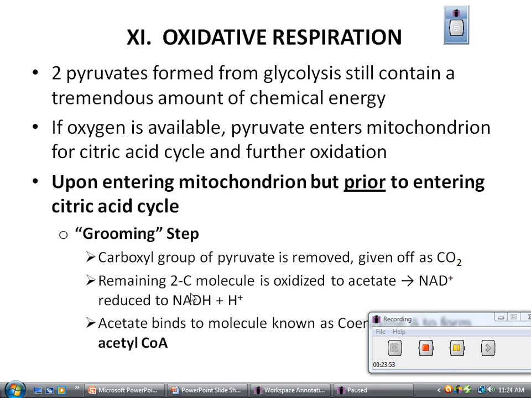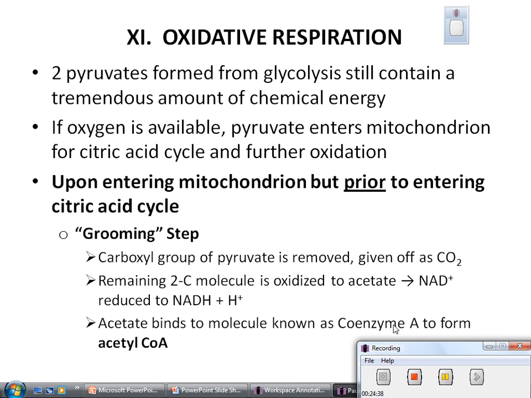So we're going to reduce NAD+ to NADH plus some hydrogen. That remaining acetate is going to bind quickly to a molecule known as coenzyme A. Once it binds, it becomes something else, and our product at this point becomes acetyl-CoA. So big picture for this grooming step, you need to know that we're going to take pyruvic acid and groom it into acetyl-CoA.